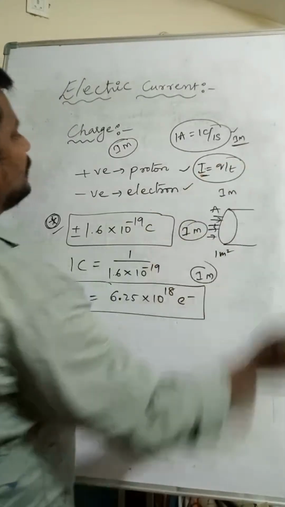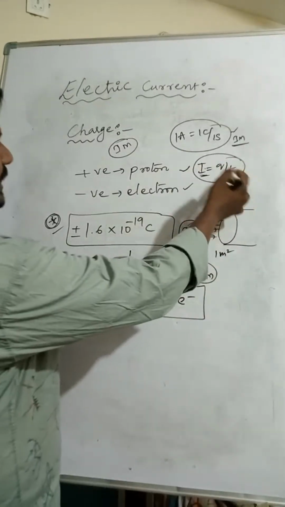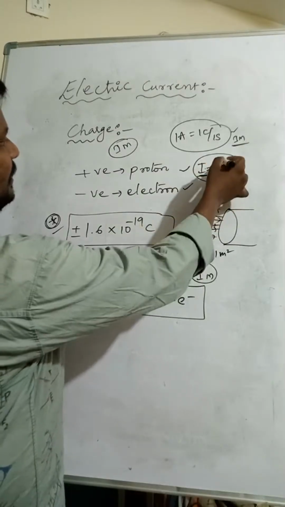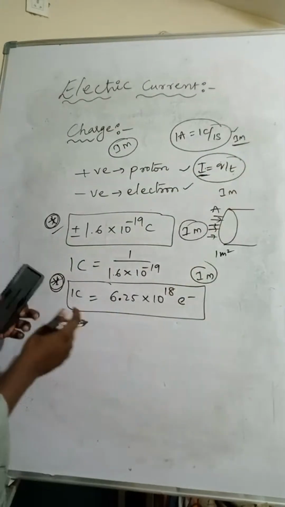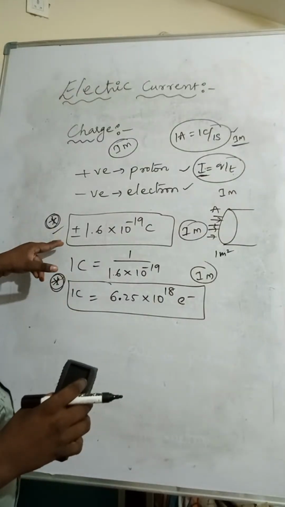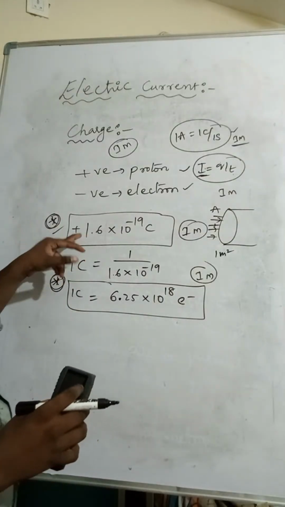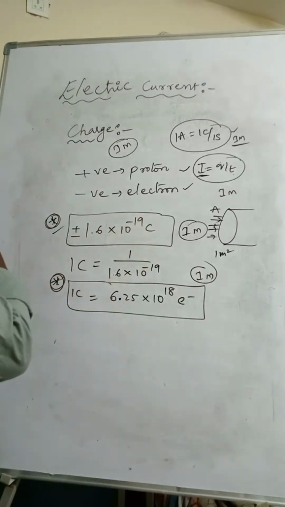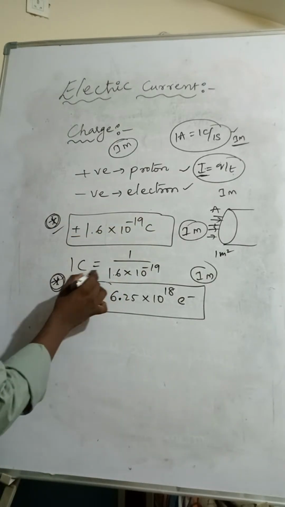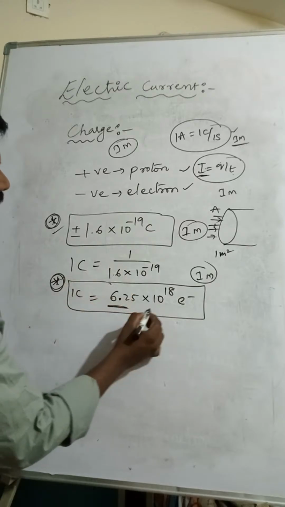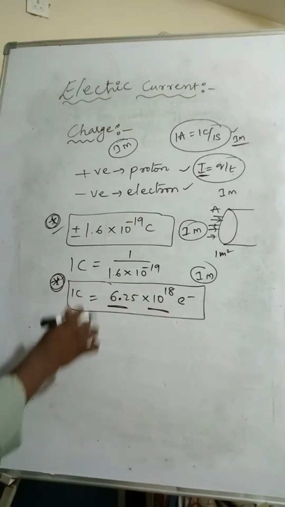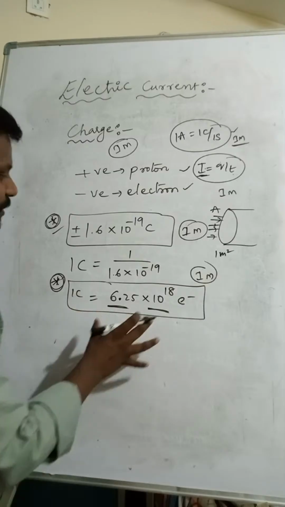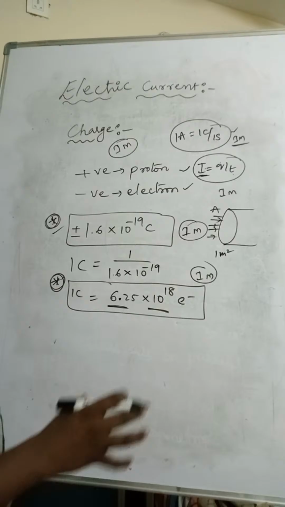I equals q by t, the rate of flow of charge. The SI unit of current is ampere, the SI unit of charge is coulomb, and the SI unit of time is second. This point is very, very important: charge on an electron is 1.6 into 10 power minus 19 coulomb, so 1 coulomb equals 6.25 into 10 power 18 electrons. So this is a brief idea about charge.